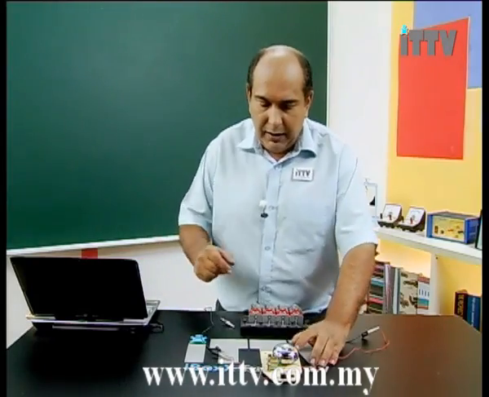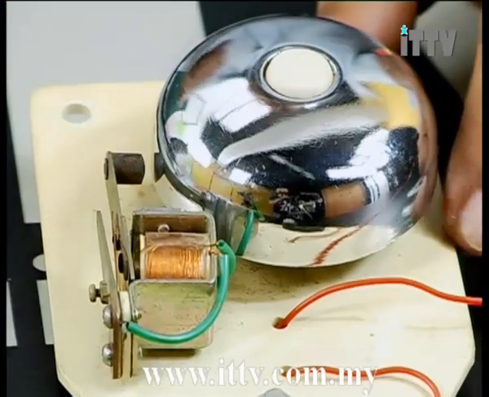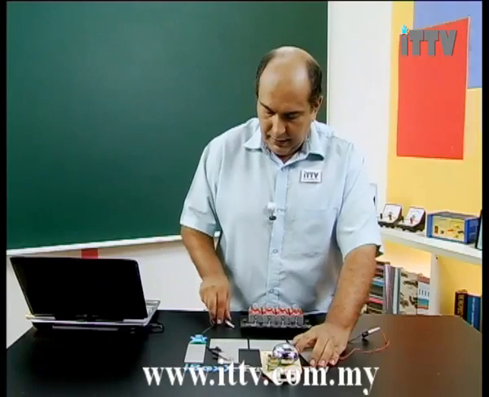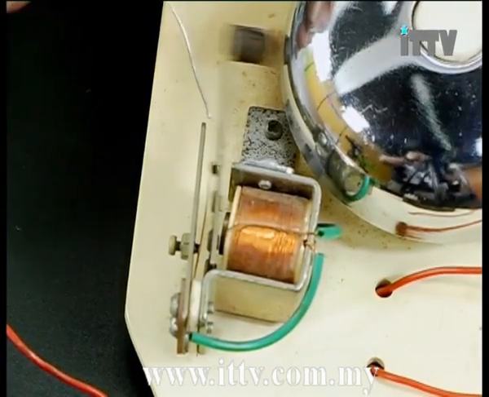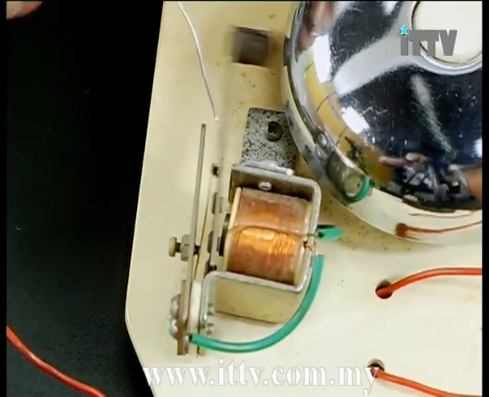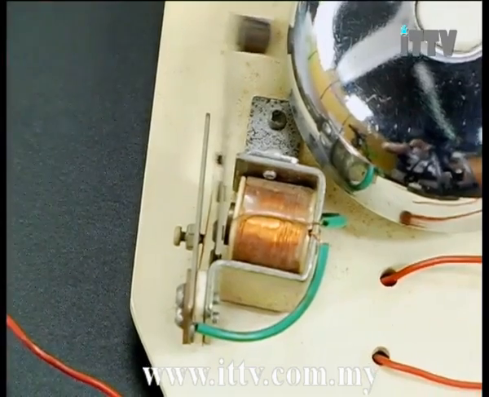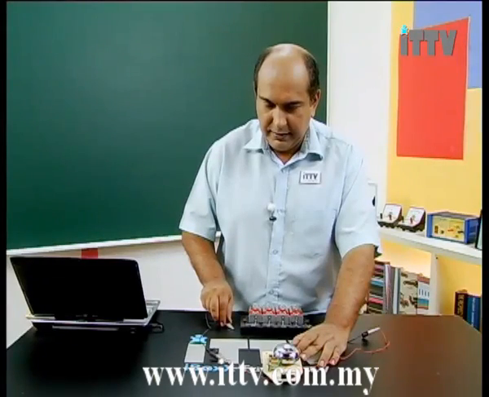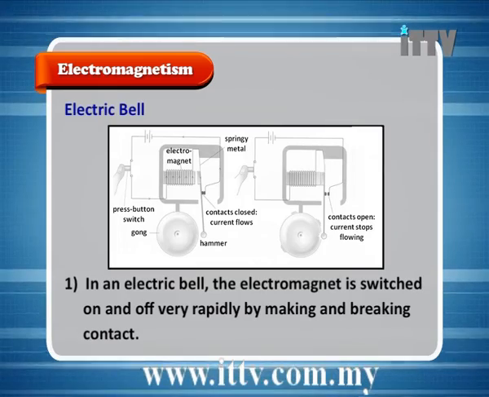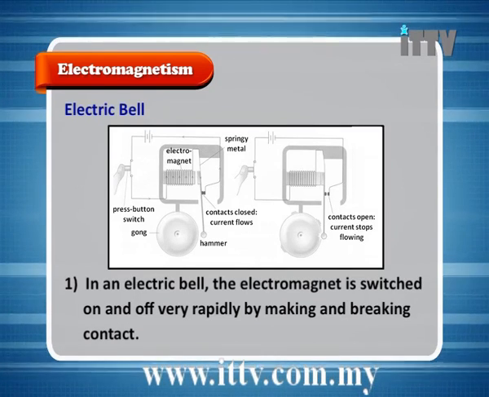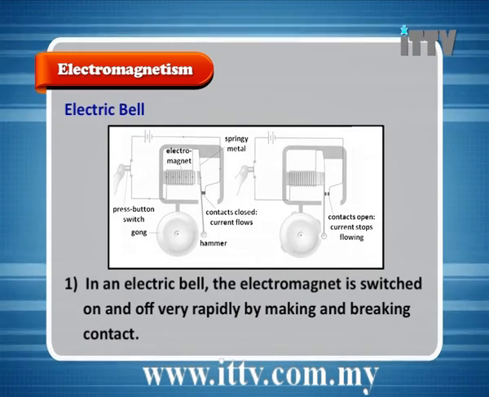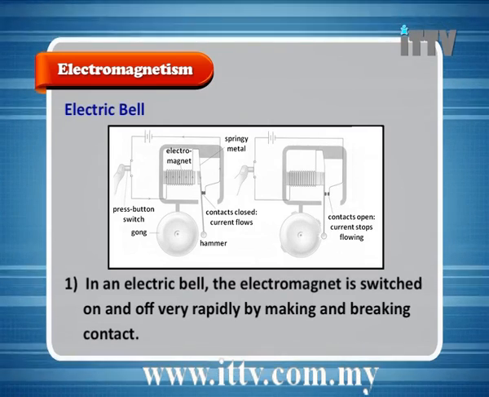So the electric bell, this area here is your electromagnet. When I connect the circuit, and when I disconnect. Electric bell. In an electric bell, the electromagnet is switched on and off very rapidly by making and breaking contact.